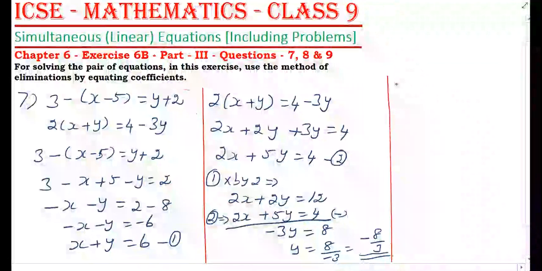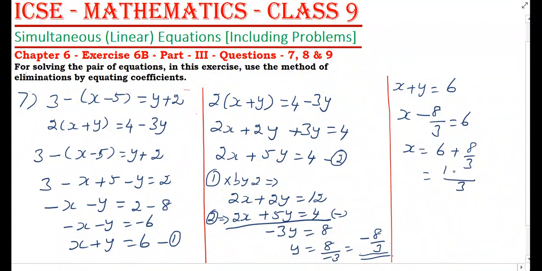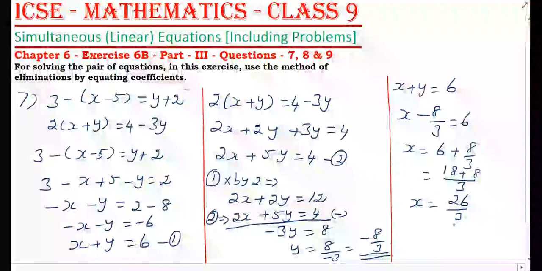Now we can take the first equation, it's x plus y equal to 6. We can apply the value of y equal to minus 8 by 3 here. So it's x minus 8 by 3 equal to 6. So x equal to 6 plus 8 by 3. So we can take LCM, that is 3. So 3 into 6 is 18, plus 8. So x equal to 26 by 3.